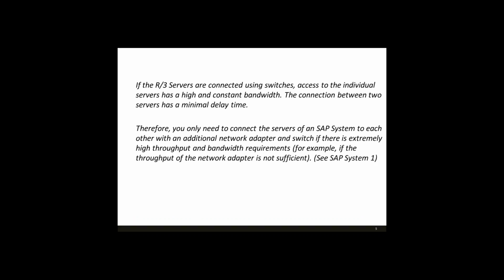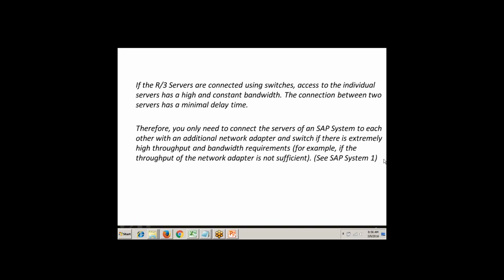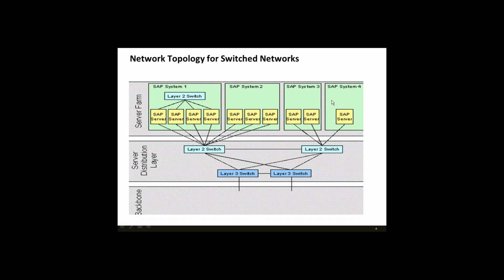So if the R3 servers are connected using switches, access to the individual servers has a high and constant bandwidth. The connection between two servers has a minimal delay time. The advantage of having servers connected with individual, separate server switches is better capability. You have your application servers, child servers sitting side by side. If they are talking through the same switch, the transfer rate will be higher and the delay time will be less. Eventually you'll have better performance and better speed.